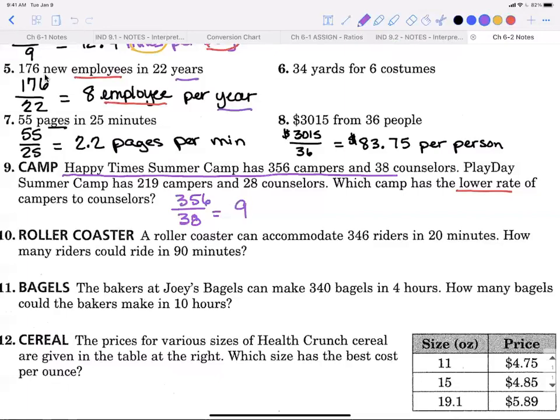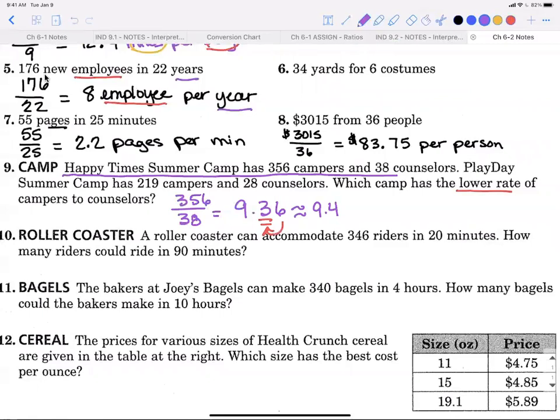So we got 9.36. We want to round to the tenth. So we use the 6 to tell us to round up or down. Does that make sense? The 6 is higher than 5, so that tells us it almost equals 9.4. All right, so at Happy Times Camp, there are 9.4 campers for every one counselor.